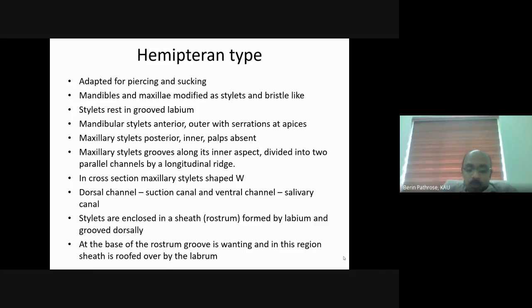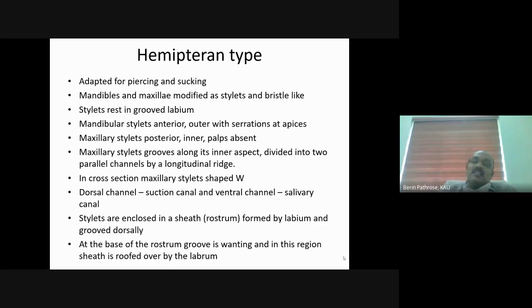And in order to pierce the plant tissue, the apical portion of the mandibular stylets has serrations. For piercing a plant tissue, it needs something sharp. So the tip of the mandibular stylet has serrations. So the mandibles are modified into stylets, and these stylets are anterior in position. At the tip of the mandibular stylets, we have serrations to enable them to pierce the plant tissue.